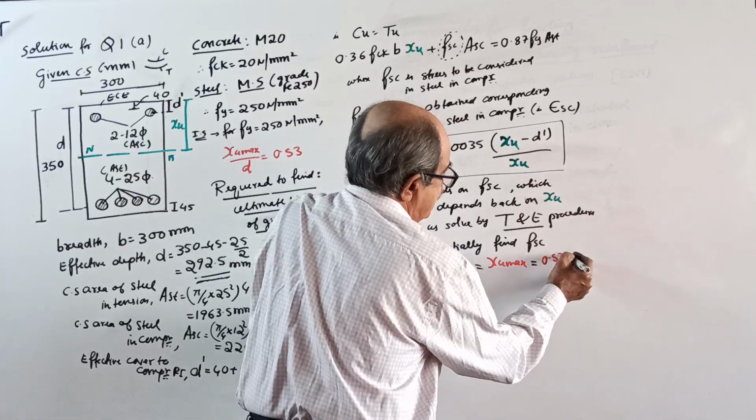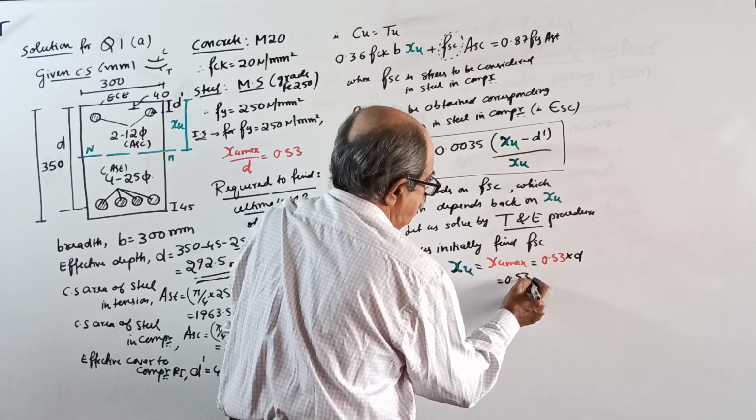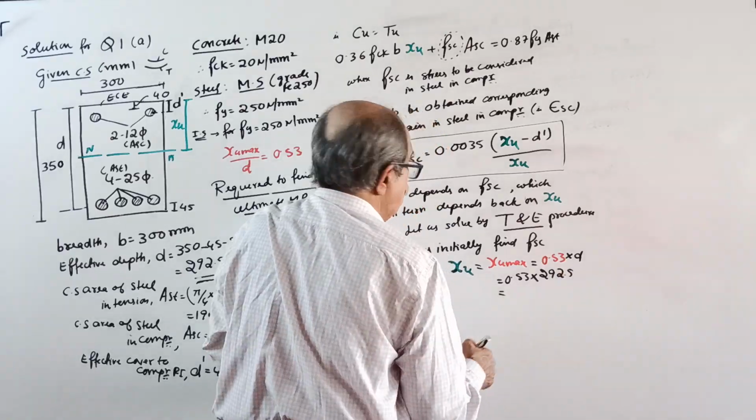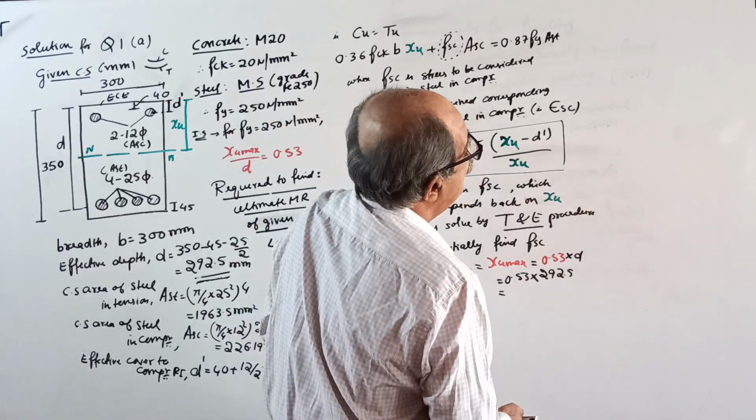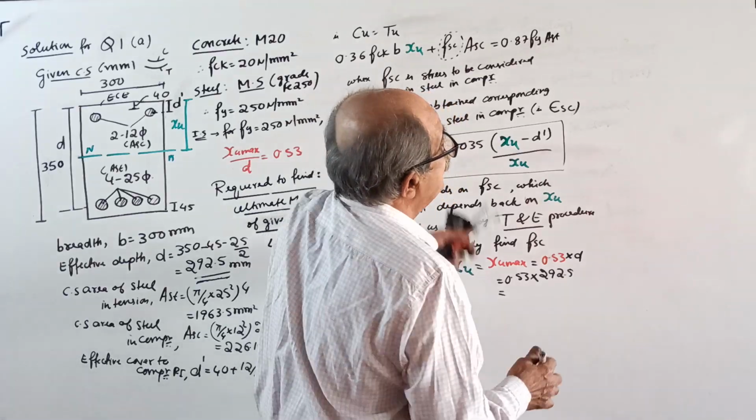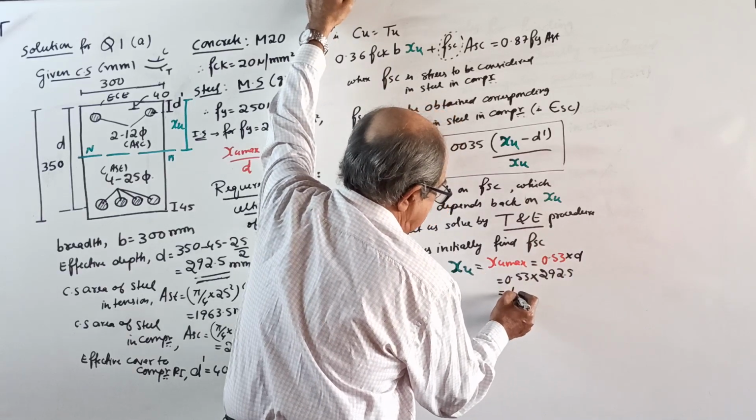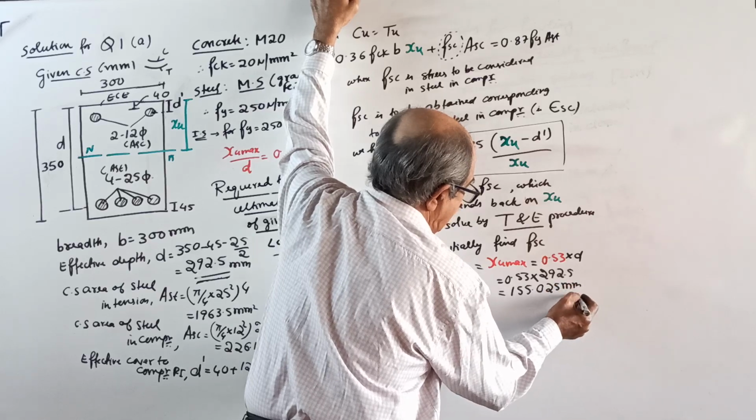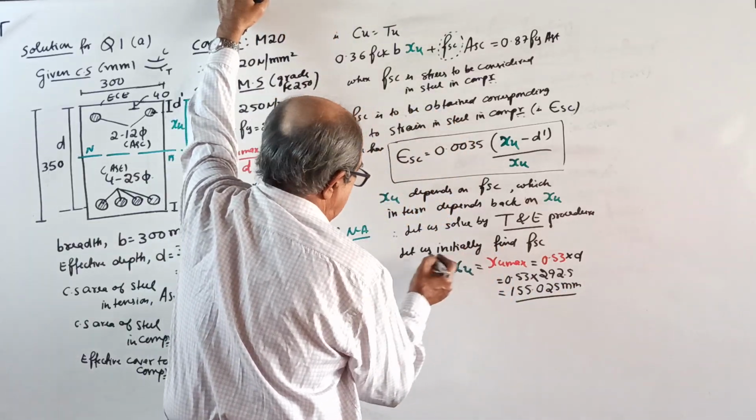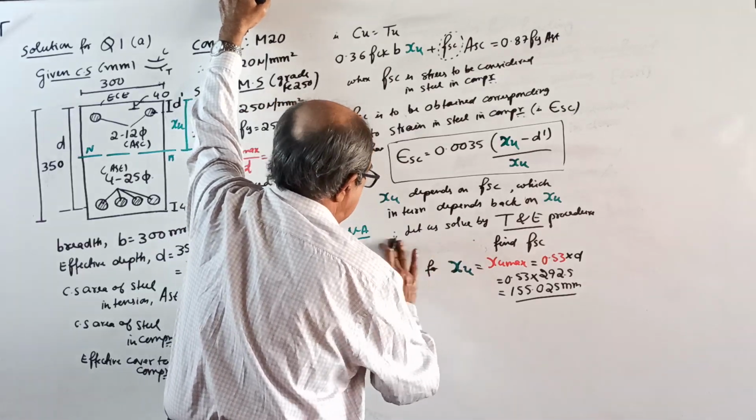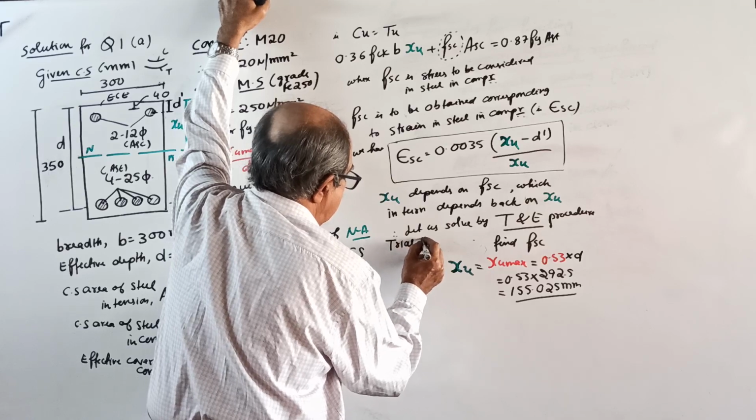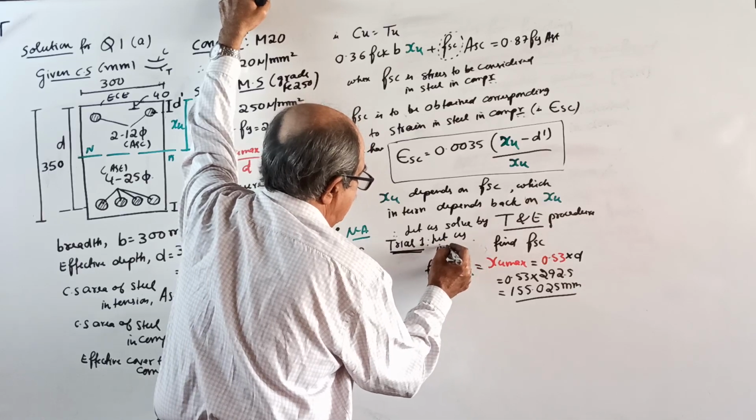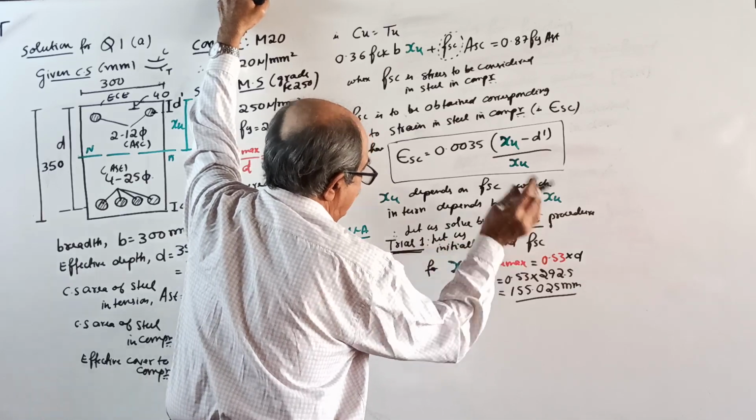0.53 into D, equal to 0.53 into 292.5, or equal to, I already calculated, it is somewhere calculated there, 155.025 millimeter. This is the initial value. Remember that. You can make a statement here. See, trial 1. Trial 1. Okay. Initially, find.